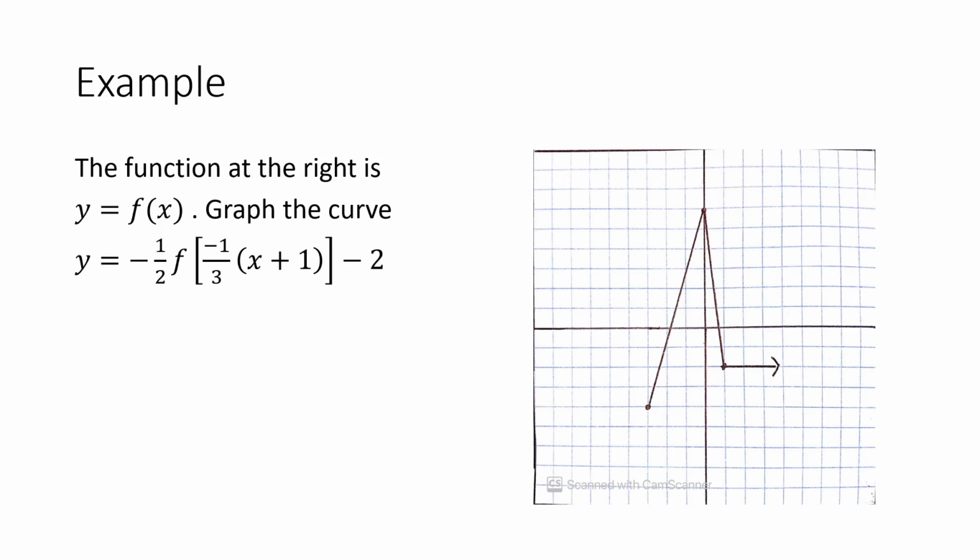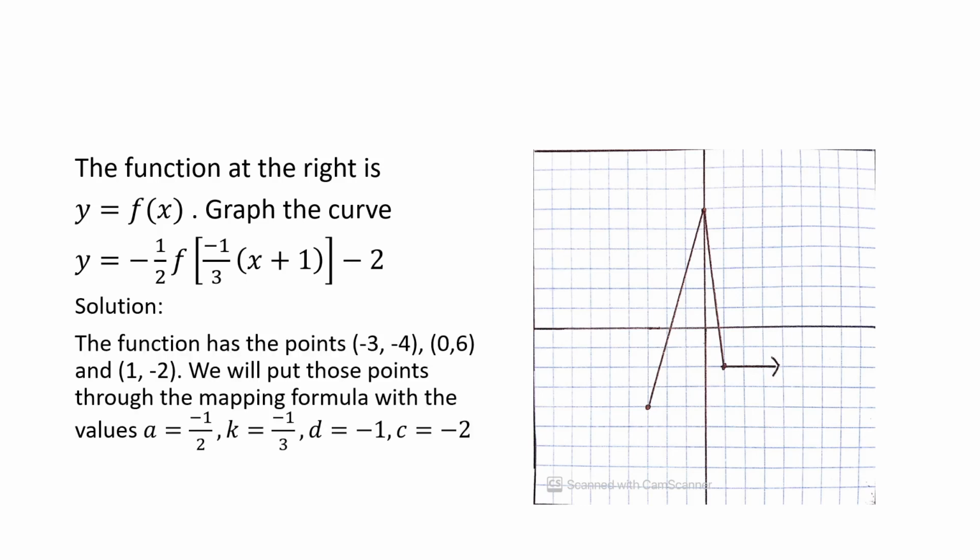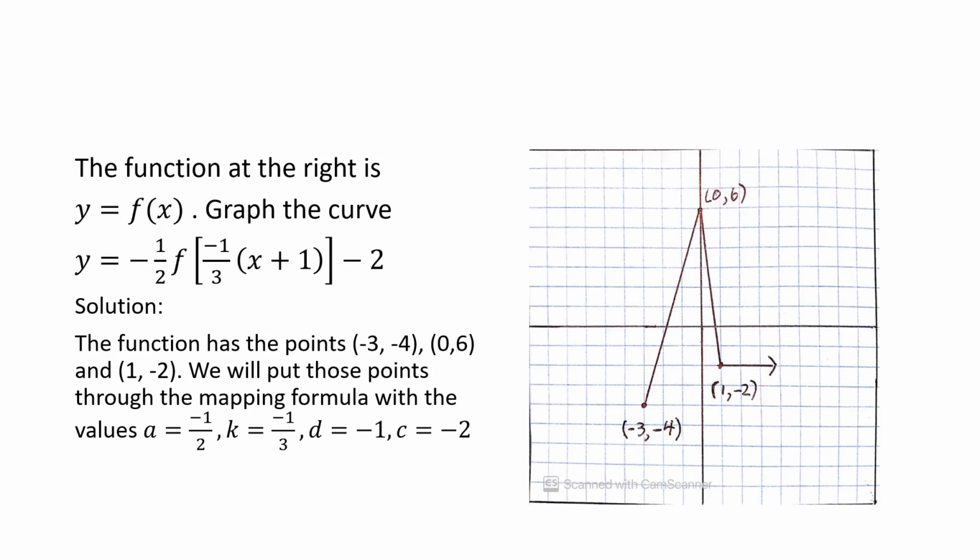And let's say we've got an odd looking function like the one here, what I would call an irregular function. We want to graph the curve y equals -1/2 f of (-1/3 x plus 1) minus 2. Well, in order to do that, we should know points on the parent function. And the points that we know are the points (-3, -4), (0, 6), and (1, -2). If we can transform those 3 points, we're going to have a pretty good potential for determining what the graph of the transformed function looks like.